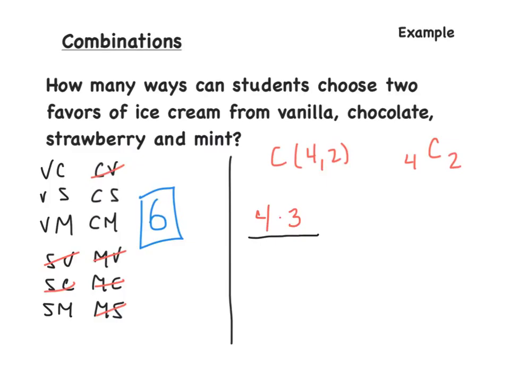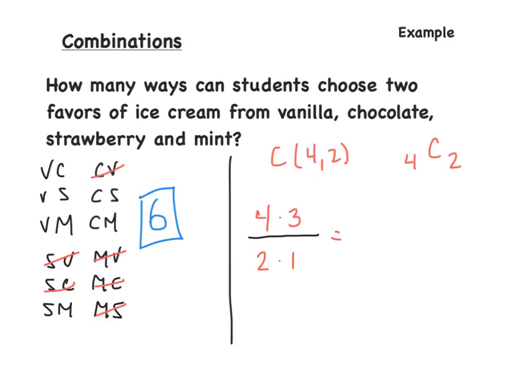Now, you can also, in the denominator, take out all these things that we marked out. So since there are 2 different things that we choose from, we would multiply 2 times 1. We'd be going down from 2 down to 1, just like how we went from 4 down to 3.